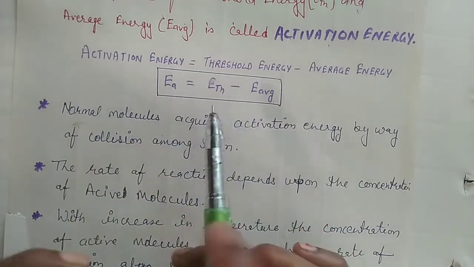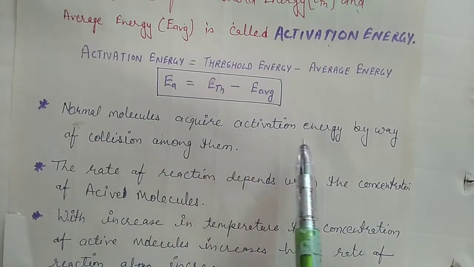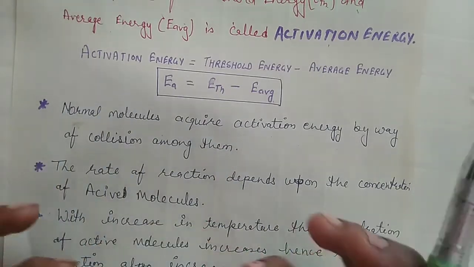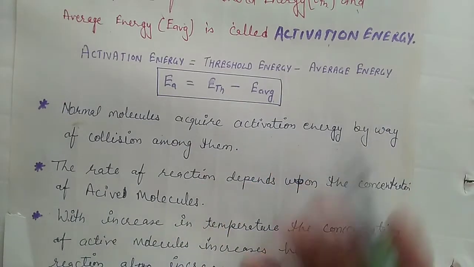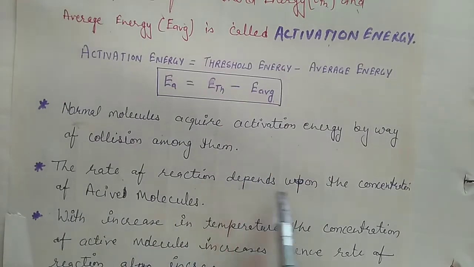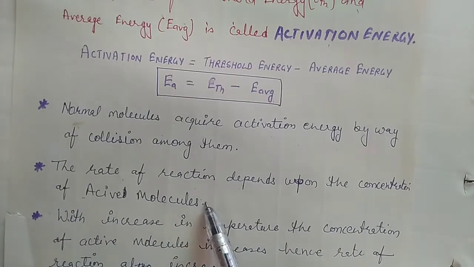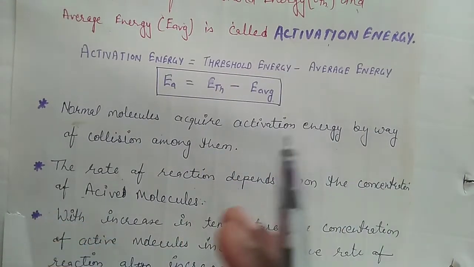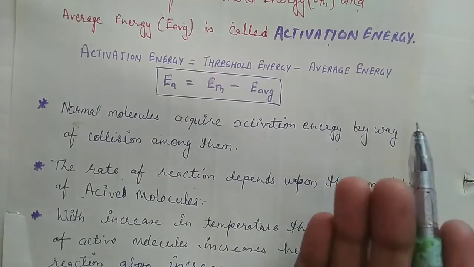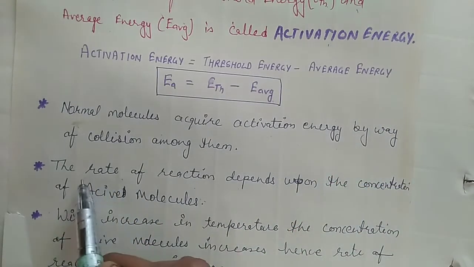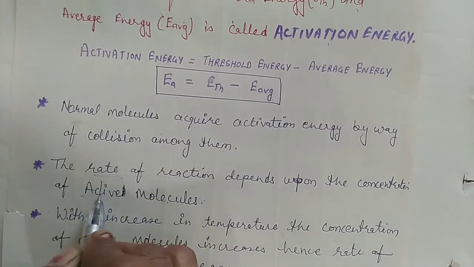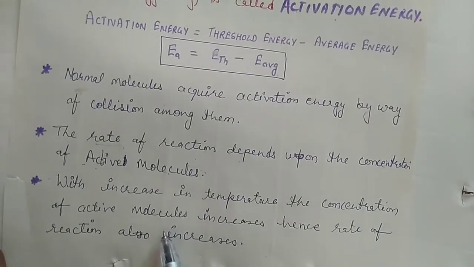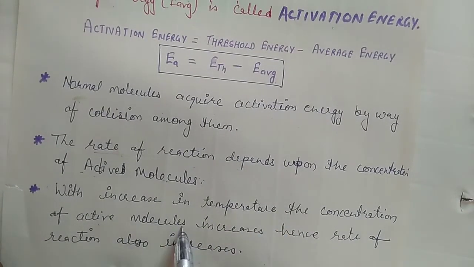Normal molecules with average energy acquire this activation energy by way of collisions among them. They collide with each other and gain more and more energy to activate and to convert into product. The rate of reaction depends upon the concentration of active molecules. Means, the more active molecules, the more product will be obtained, means the rate of reaction will be more. Okay, so rate of reaction is directly proportional to the active molecules. With increase in temperature, the concentration of active molecules increases, hence rate of reaction also increases.